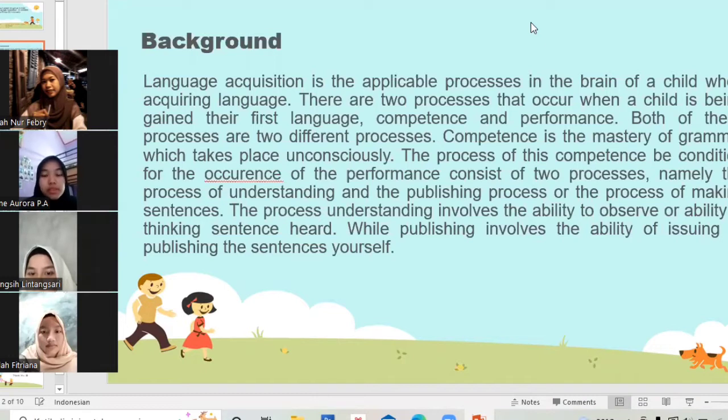The process of this competence is a condition for the occurrence of the performance. Performance consists of 2 processes, namely, the process of understanding and the producing process, or the process of making sentences. The process of understanding involves the ability to observe or think about sentences, while producing involves the ability of producing the sentence yourself.